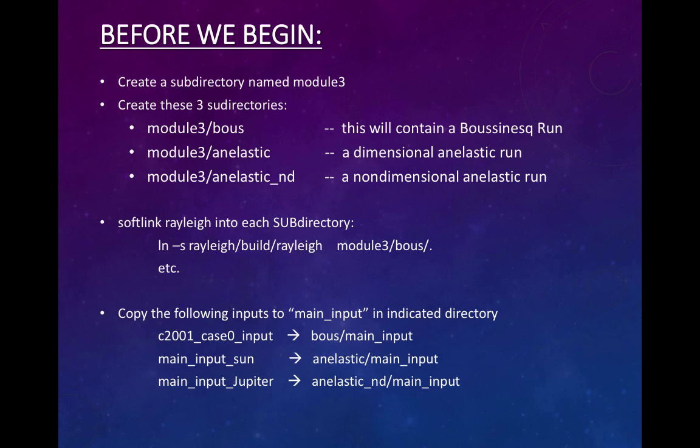So we'll start there, and then let me know if you have any issues finding the files, but they're in the Rayleigh input files, input examples directory. And then don't forget to soft link Rayleigh into each of these 3 subdirectories. Okay, these are going to be 3 different runs that we play with.